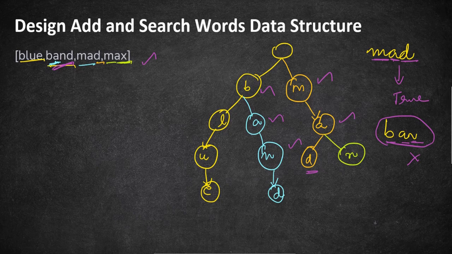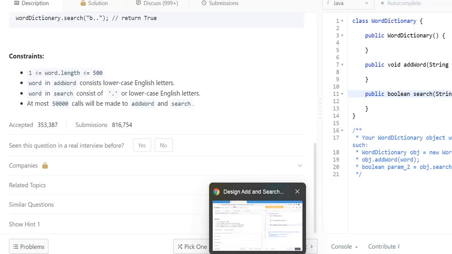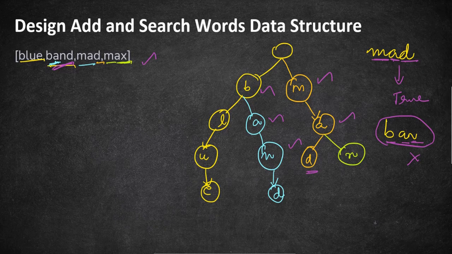So in this data structure, how do we identify the end of the word? We have the word band in our data structure, but that is not the actual word given in the input. To indicate that, we are going to have a marker with each node that says whether that is the end of the word or not.